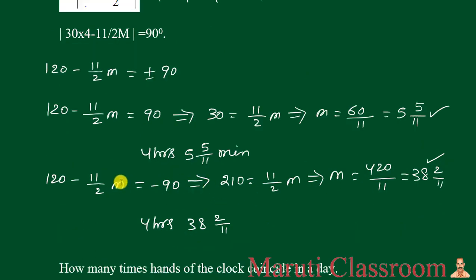Now let us take the second case, equal to minus 90. From this we will get 210 equal to 11 by 2 m, m equal to 420 by 11. Convert into a mixed fraction, 38 2 by 11. So the second time when they are perpendicular will be 4 hours 38 2 by 11 minutes. So at these two timings, the hands of the clock are perpendicular between 4 and 5.